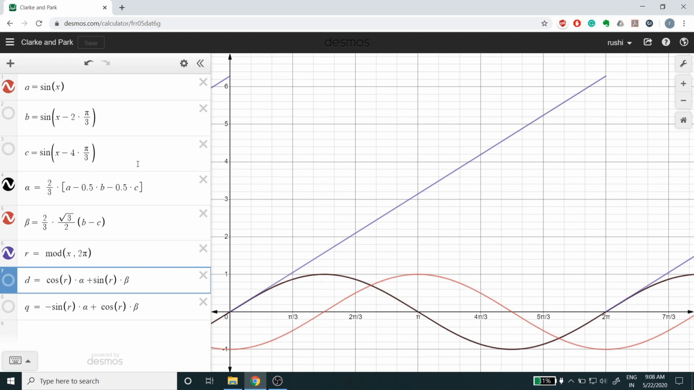Let us go back to Desmos. The equations for Park transform are already written. I have also added the ramp function, which tells us what is theta. It keeps repeating from 0 to 2 pi and that completes one full cycle.